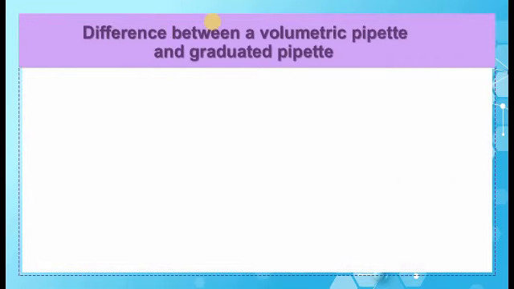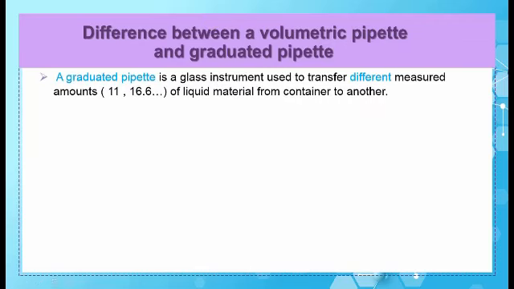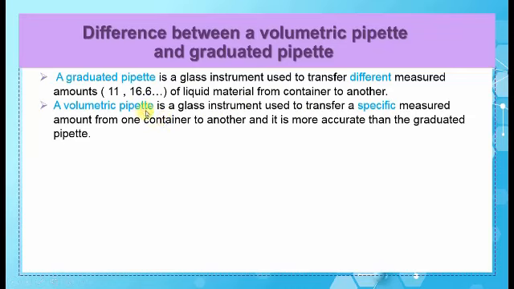Okay, let's take a look at the difference between a volumetric pipette and a graduated pipette. A graduated pipette is a glass instrument used to transfer different measured amounts, for example 1, 1.6, 6 milliliter, etc., of liquid material from one container to another, while the volumetric pipette is a glass instrument used to transfer a specific measured amount from one container to another, and it's more accurate than the graduated pipette.